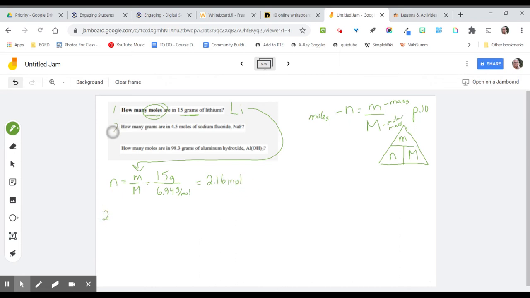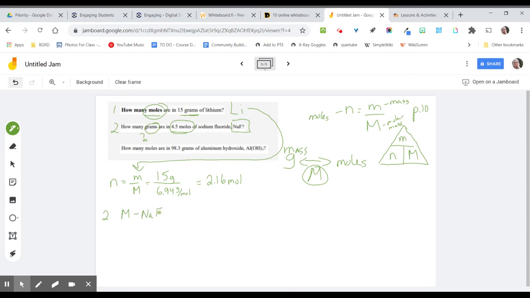Question number 2. How many grams are in 4.5 moles of sodium fluoride? Okay, so we're looking for grams, and we have moles, and we are given a compound in this case. Whenever we're going between grams or mass and moles, it doesn't matter which way you're going, you always need the molar mass of the substance. So we're first going to have to find out the molar mass for sodium fluoride.